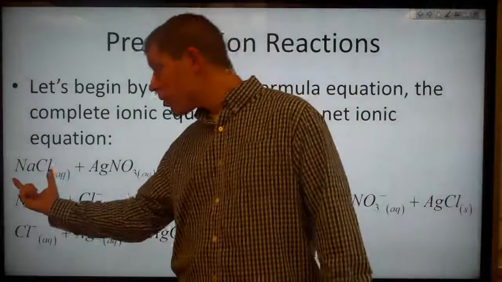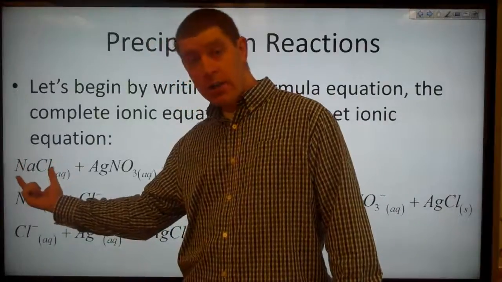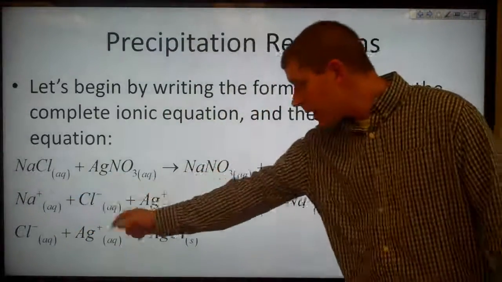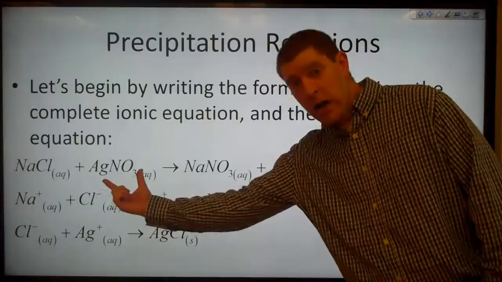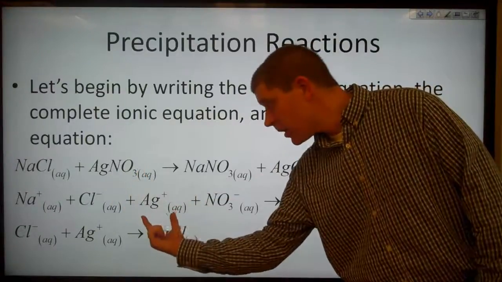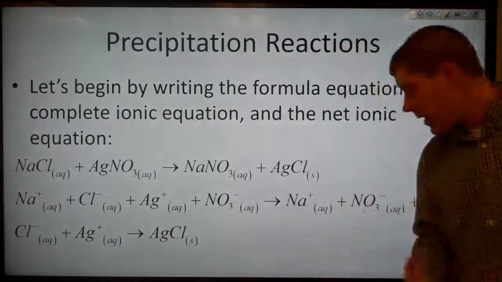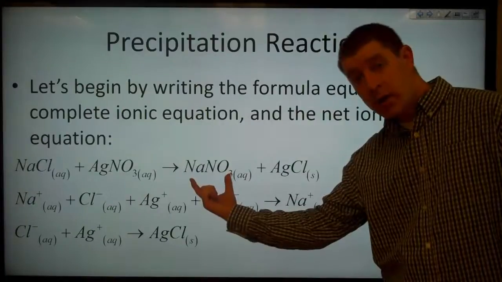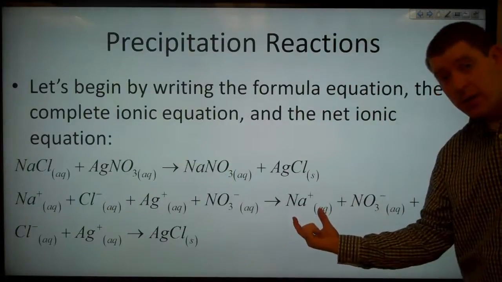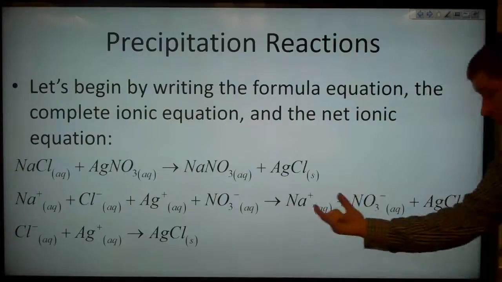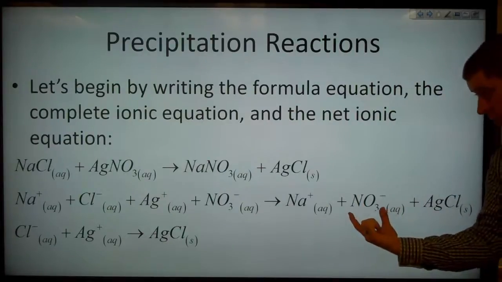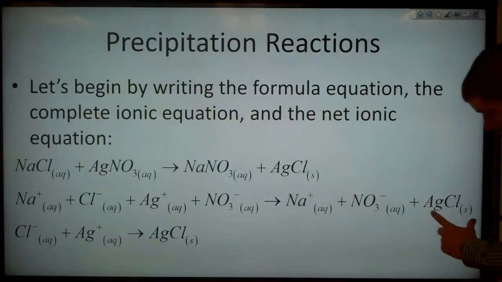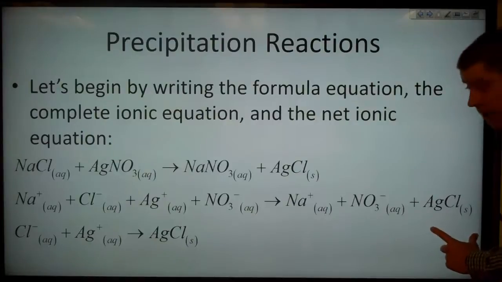The sodium chloride is ionic. It will dissociate in water in aqueous solution, so we have sodium ions and chloride ions. The silver nitrate is also ionic. That will also dissociate in aqueous solution, so we have silver ions and nitrate ions. And that reacts to give us sodium nitrate, which is ionic and will dissociate in aqueous solution, so we have sodium ions and nitrate ions. The silver chloride is ionic, but it's not in aqueous solution. It's precipitated out as a solid, so we still have silver chloride solid here.